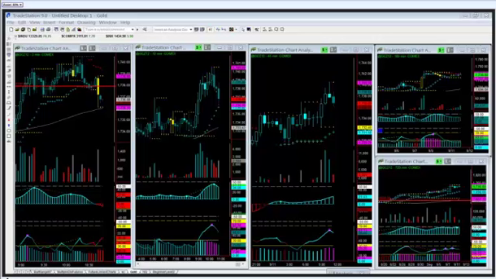Big boys are the ones that have the million, billion dollar accounts. They're the banks. They're the ones that are trading anywhere from 20 contracts on the euro US dollar up to 200 contracts on the euro US dollar.